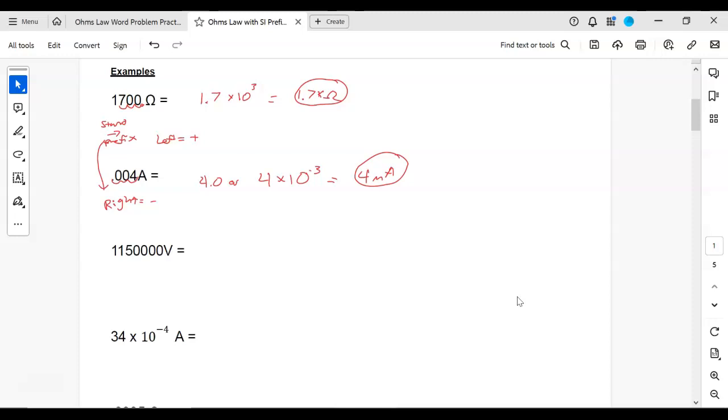Those things should just kind of check out. Okay, so let's go ahead and try a big one here. Again, this one we're going 1, 2, 3, 4, 5, 6 to get to a single digit here. So if we're going 6, that's 1.15. Again, we're going left here, so left is going to be positive, times 10 to the 6th. Go up to your table, you see that 10 to the 6th is mega. So this is 1.15 mega, capital M, make sure that's a capital M, volts.